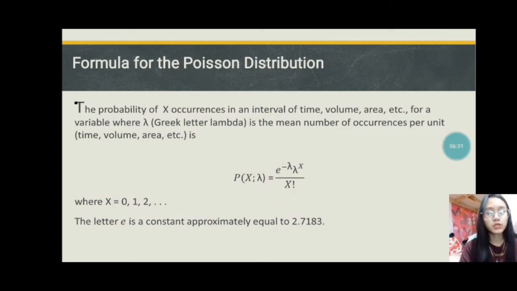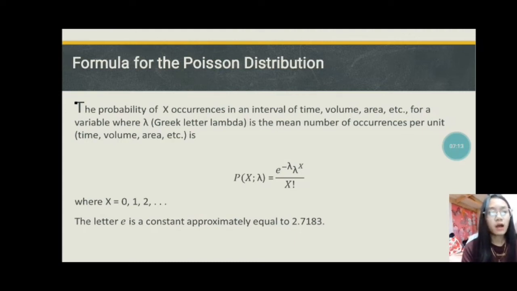Formula for the Poisson distribution. The probability of x occurrences in an interval of time, volume, area, etc. for a variable where the Greek letter lambda is the mean number of occurrences per unit, which is time, volume, area, etc. The formula is: the probability of x occurrences given lambda is equal to e to the minus lambda times lambda to the x over x factorial, where x is equal to 0, 1, 2, and so on.